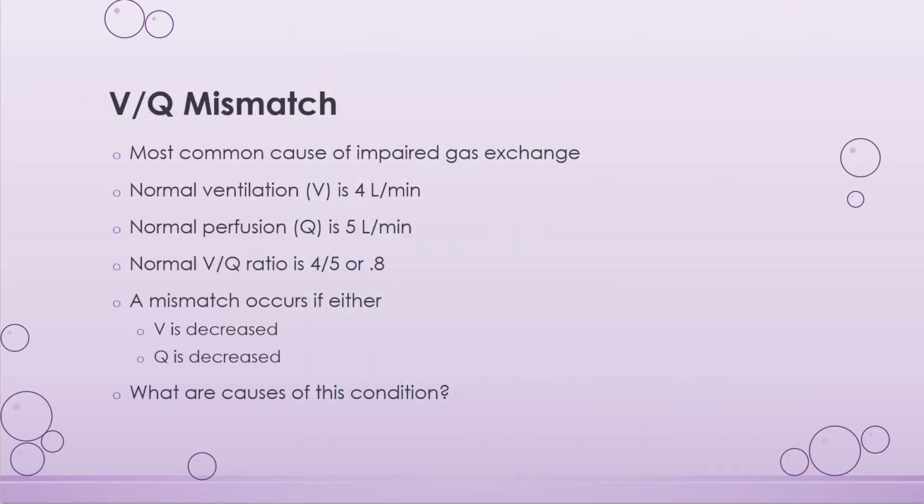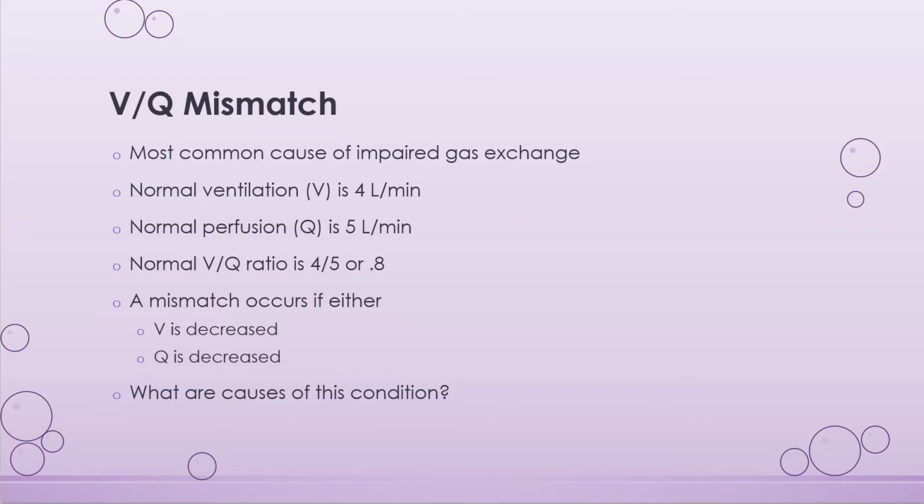All right, so a VQ mismatch. I don't know why perfusion is called Q. Probably because some doctor somewhere thought it sounded good, or it's a mathematical thing. V is ventilation, so that makes sense to me. A VQ mismatch is the most common cause of impaired gas exchange. Normal ventilation is about 4 liters per minute. You're able to breathe in about 4 liters of air every minute, and we're able to perfuse about 5 liters a minute. So we have a little bit better ability to perfuse than we do to bring the air in. So the normal VQ ratio is about 0.8, or 4/5.